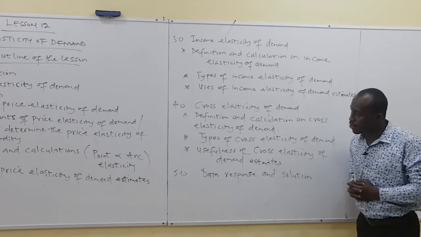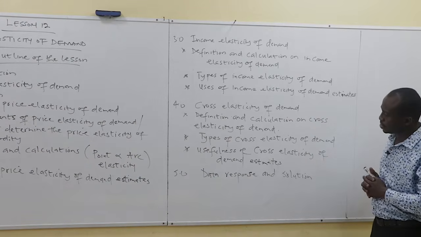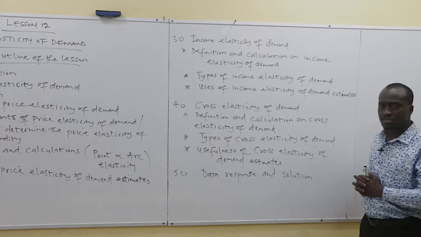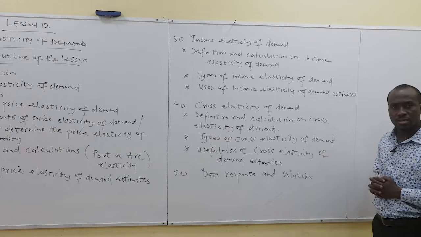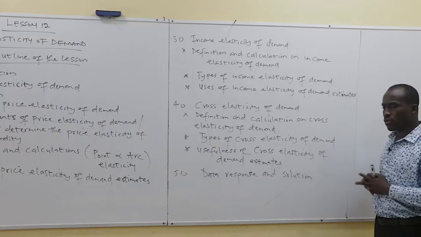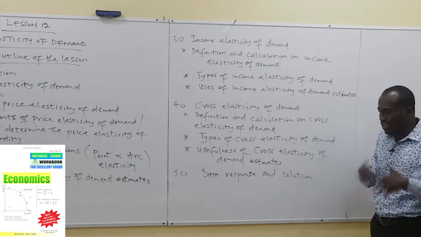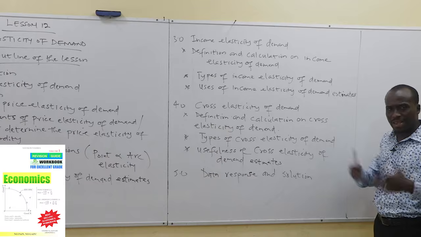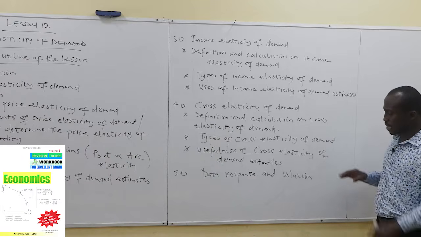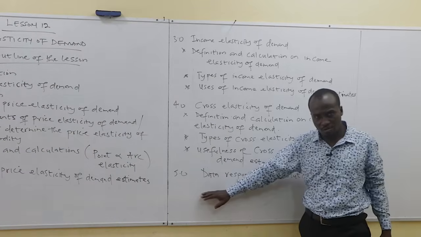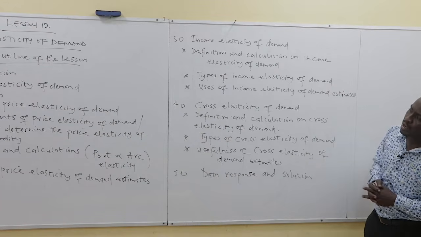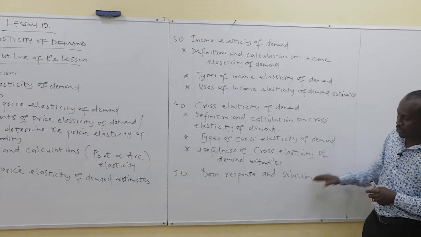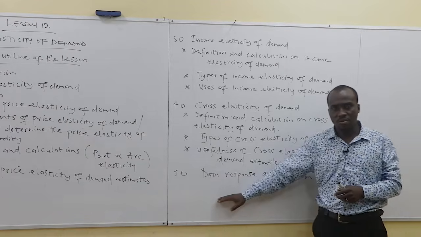So you're going to look at the cross elasticity of demand. You're going to look at the definition and the calculation of cross elasticity of demand. You're going to look at the types of cross elasticity of demand. You're going to find out why the cross elasticity of demand estimates are useful. Why is it useful? Okay. Then after that, we will wrap it up with a data response question, so that we try to tease out these intuitions and concepts to see how we can solve our data response question.